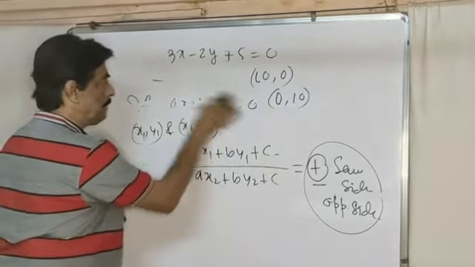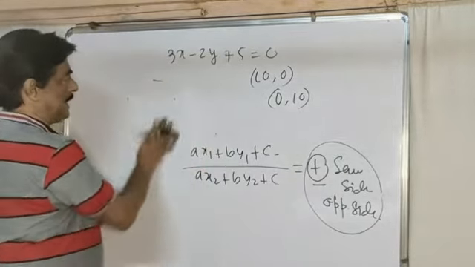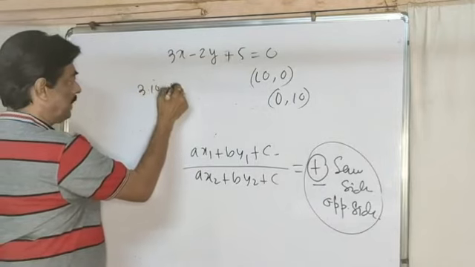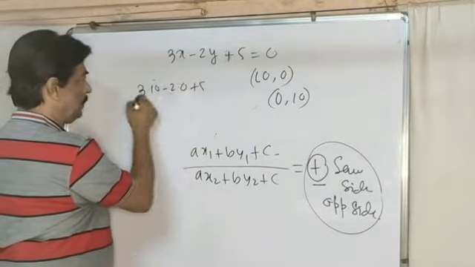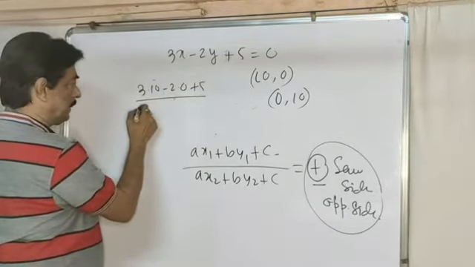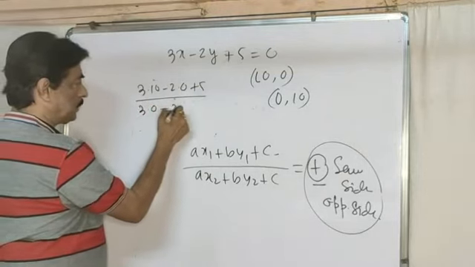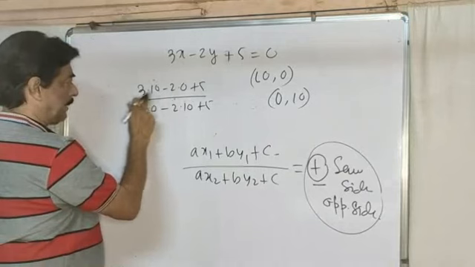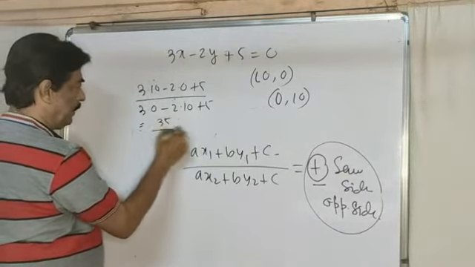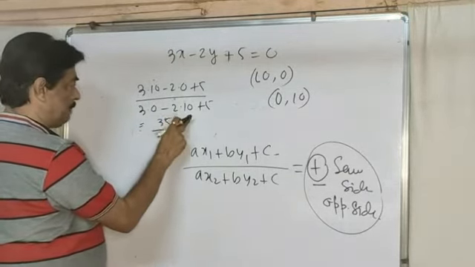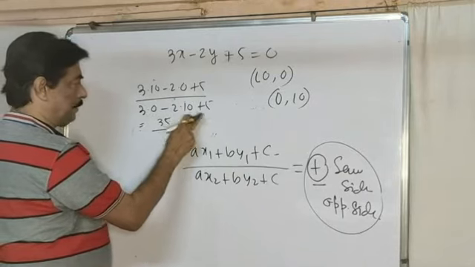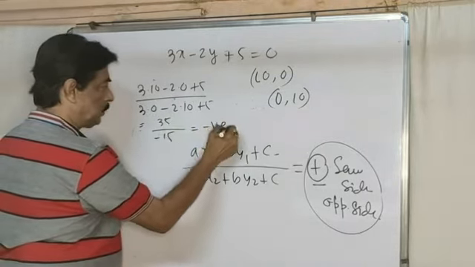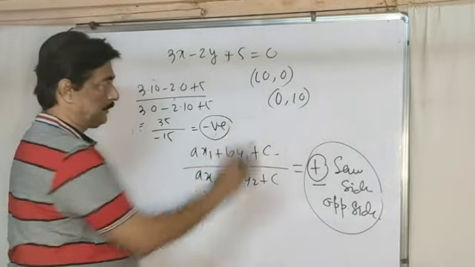Now put the same values. First x equal to 10, y equal to 0: 3 into 10 minus 2 into 0 plus 5. Then x equal to 0, y equal to 10: 3 into 0 minus 2 into 10 plus 5. Your result: 30 plus 5 is 35. This is minus 20, plus 5 is minus 15. So the result is negative, so the two points are on the opposite side.